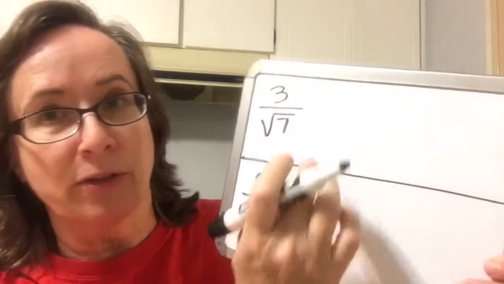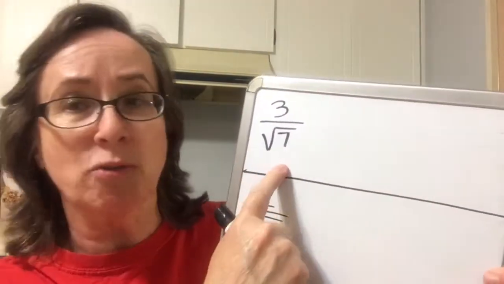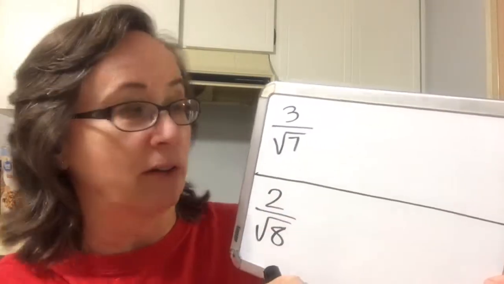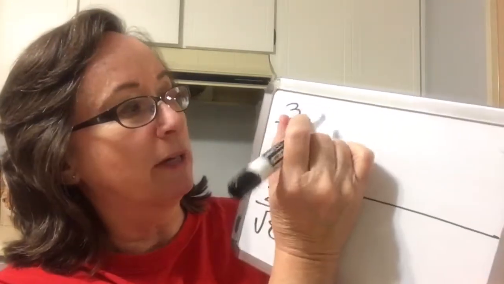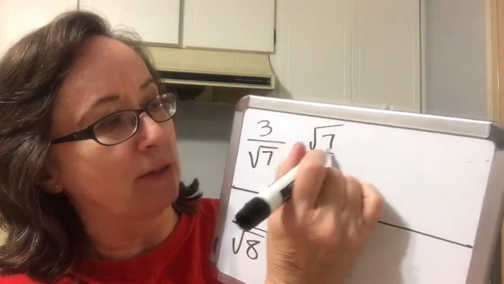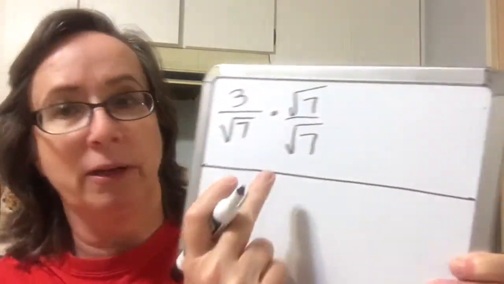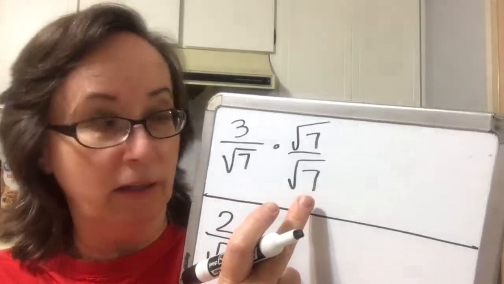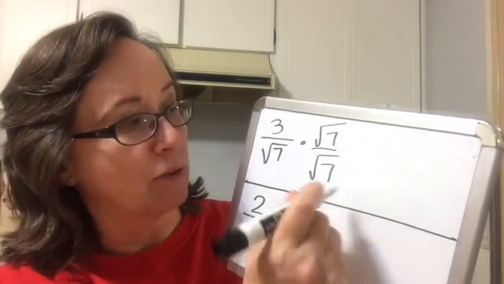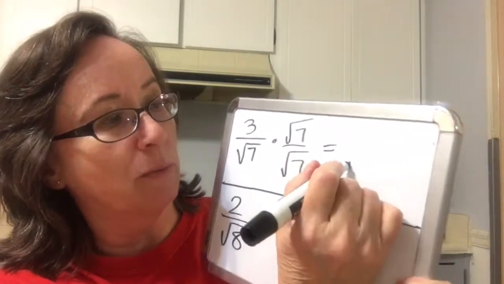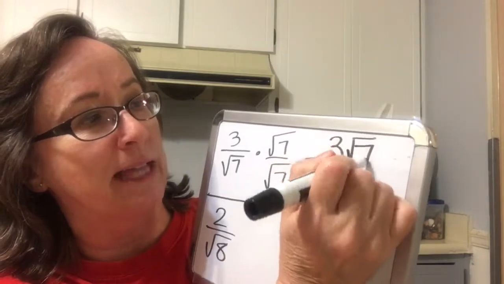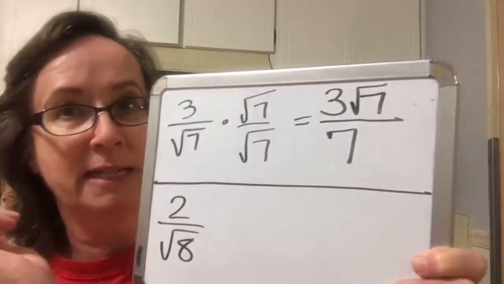So here we have 3 over the square root of 7. The square root of 7 is already simplified, but it's in the denominator, which is a no-no. So we're going to multiply by 1 in the form of the square root of 7 over the square root of 7. And we know that the square root squared is going to give us 7. Square root of 49 is 7. So we're going to get a 7 on the bottom and a 3 square root of 7 on the top.